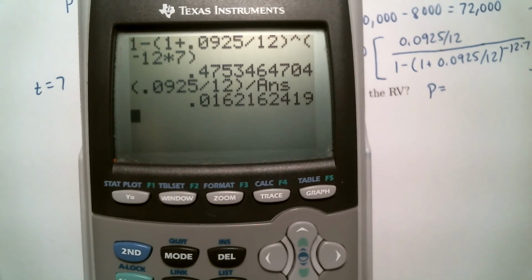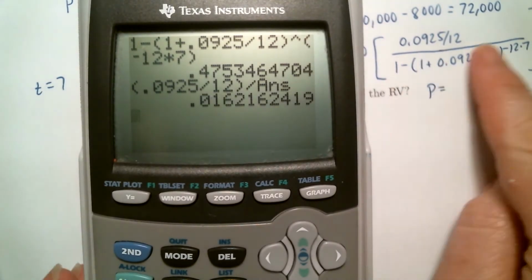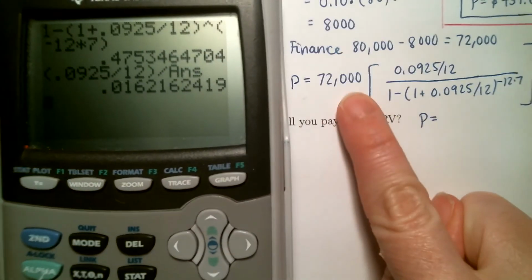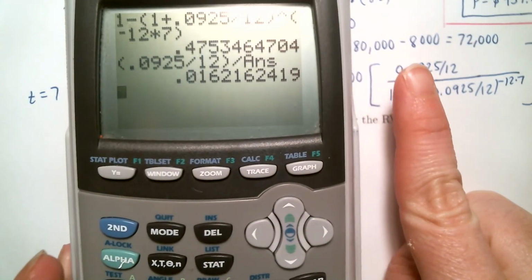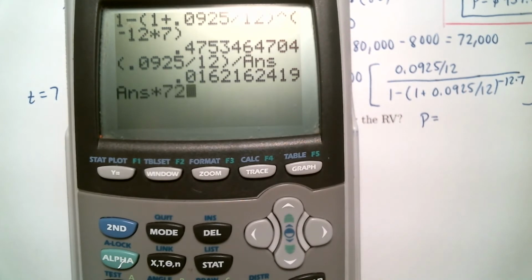This is going to give us what's inside the brackets. And then we need to take that quantity and multiply by 72,000. So we're going to do times 72,000.